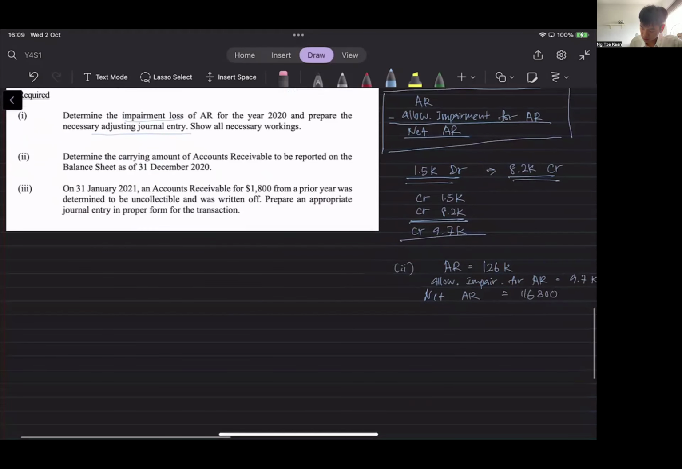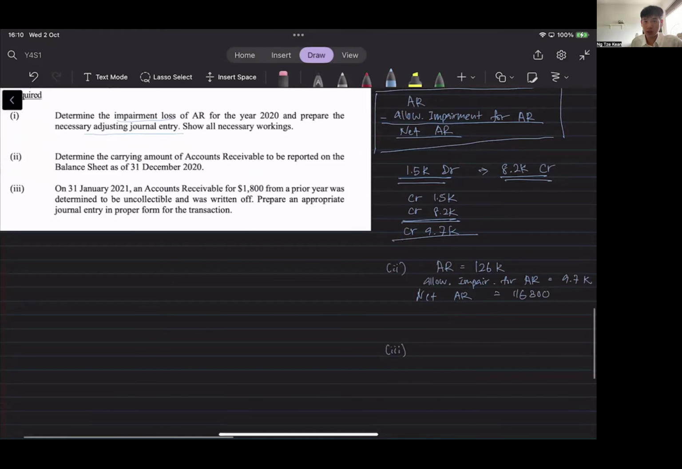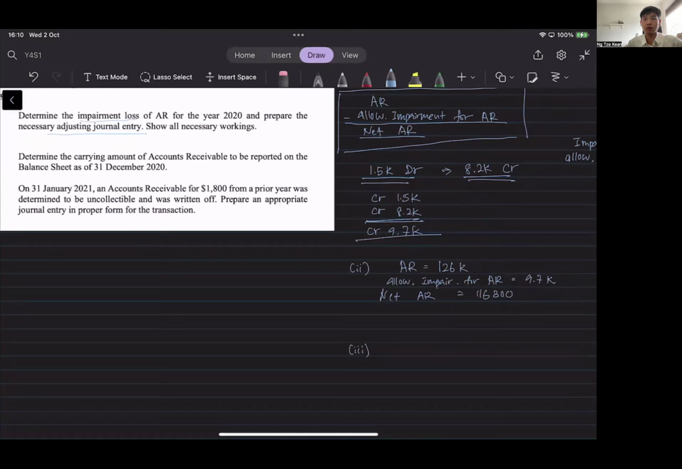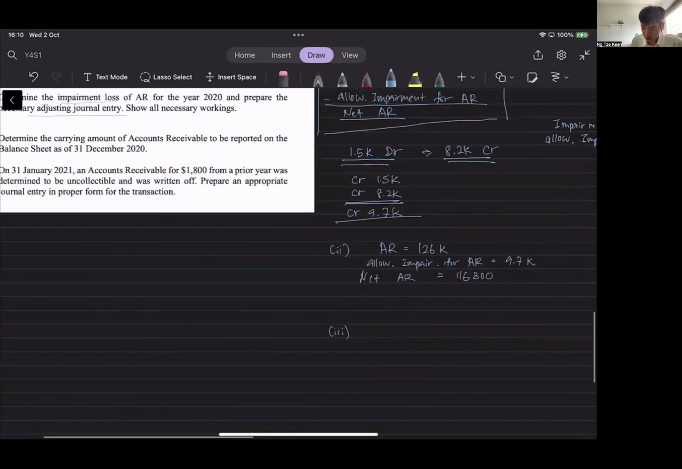Okay, so the last part, part three: on the 31st of January 2021, an AR for 1.8 from the prior year was determined to be uncollectible and written off. So to do a write-off, what we need to do is decrease the allowance for impairment, and we would also decrease the AR, right? And we know that this journal entry does not impact the net income in any way because it is already factored for.